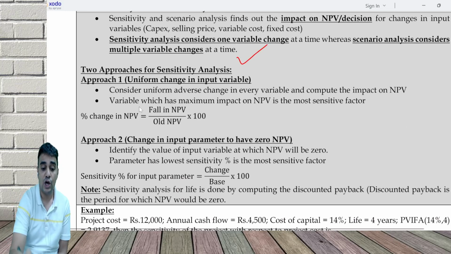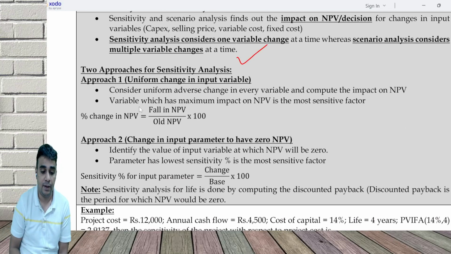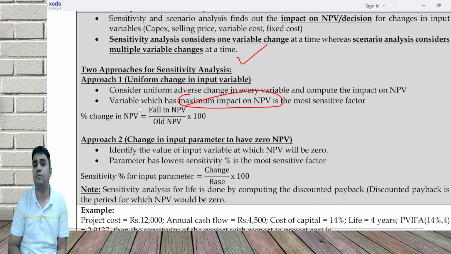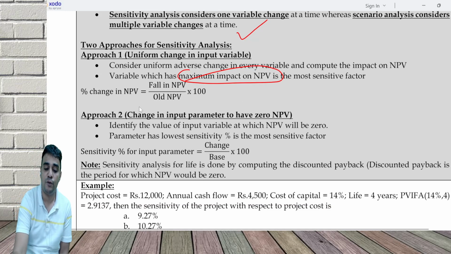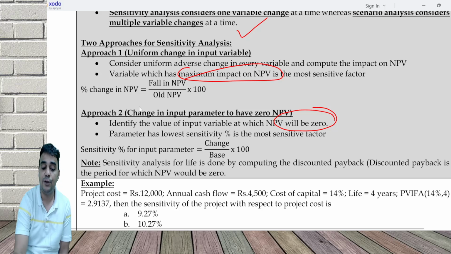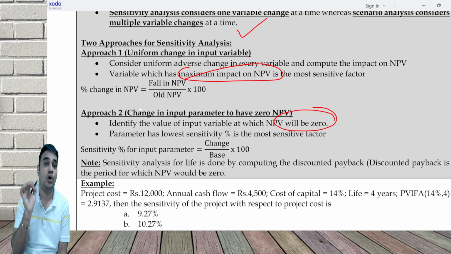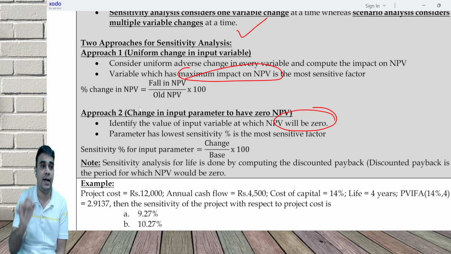Two approaches: uniform change in input variable. Consider a uniform adverse change in every input variable and compute the impact on NPV. The variable with maximum impact on NPV is the most sensitive factor. Percentage change is the fall in NPV divided by old NPV. Second, identify the value of the input variable at which NPV will be 0. The parameter with the lowest cushion percentage is the most sensitive factor.